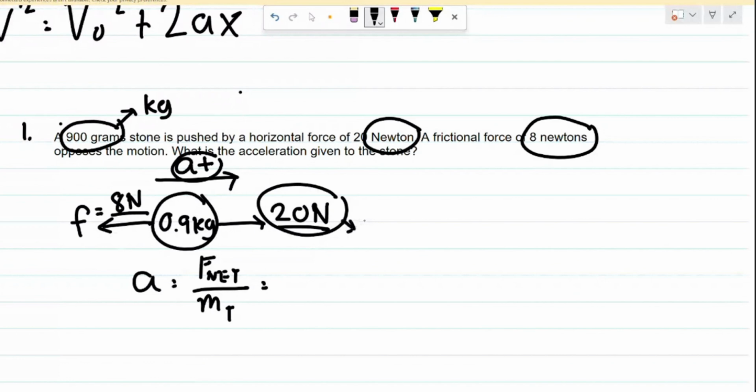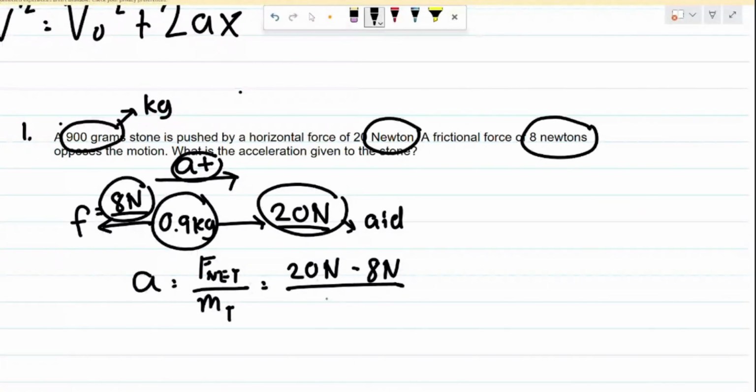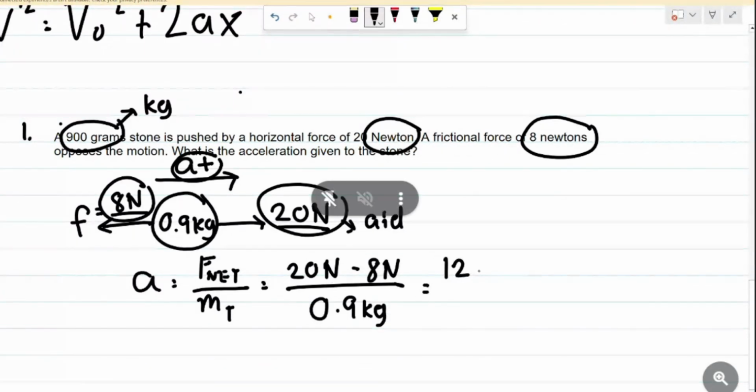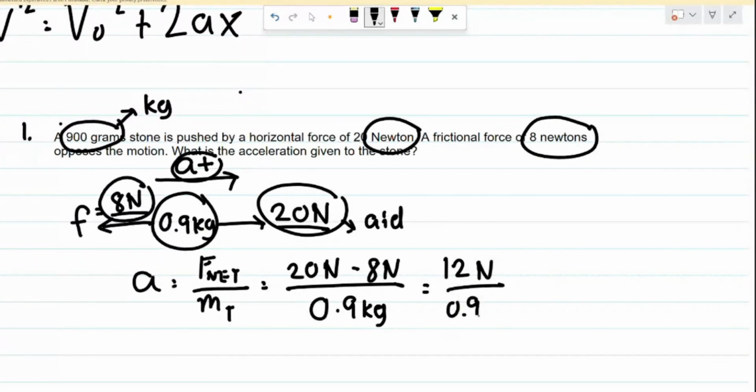Therefore, this would be our aiding force. So we have here 20 newtons minus, ano po yung opposing force? Andyan po si 8 newtons over the mass total. Iisa po yung ating object, 0.9 kilograms. So therefore, we have here 20 minus 8 is 12 newtons over 0.9 kilograms.